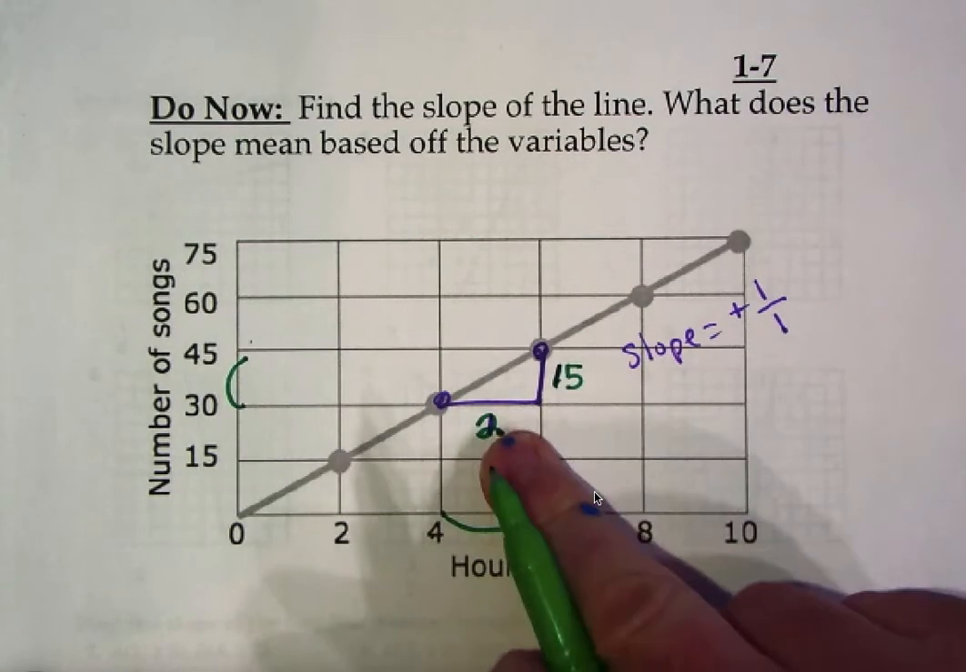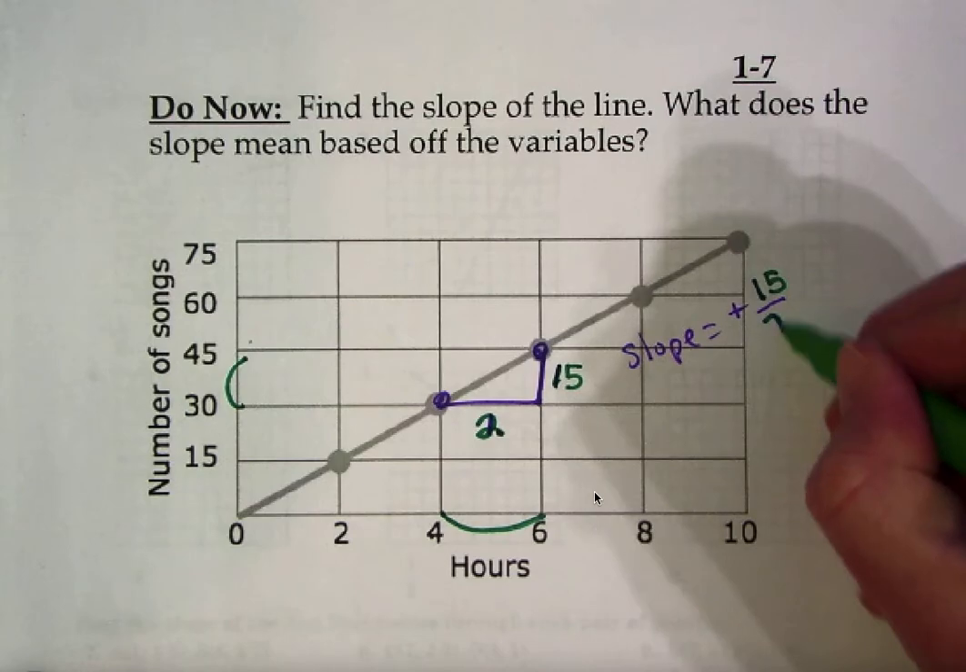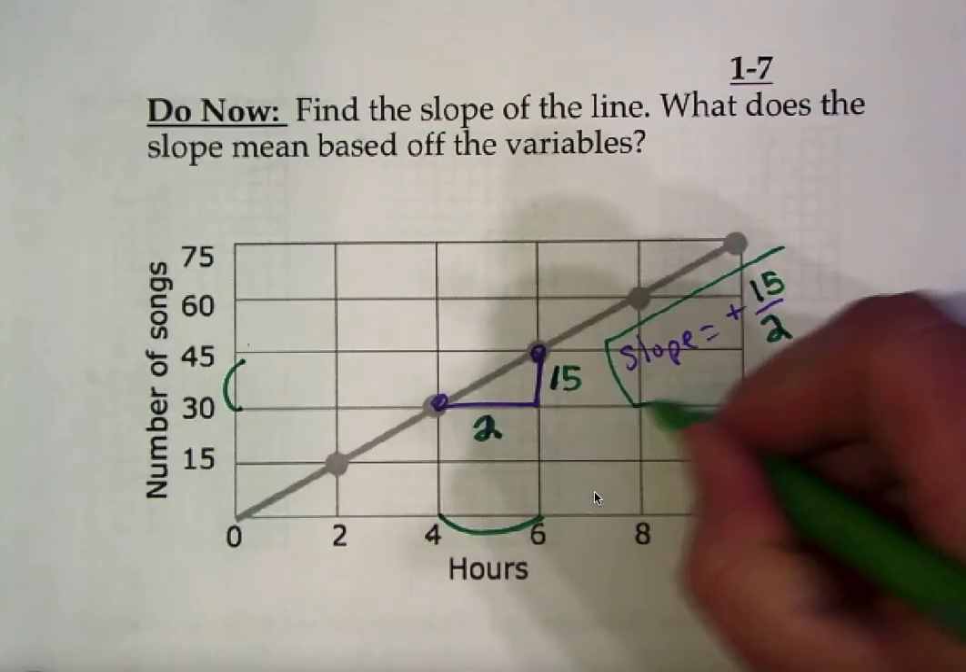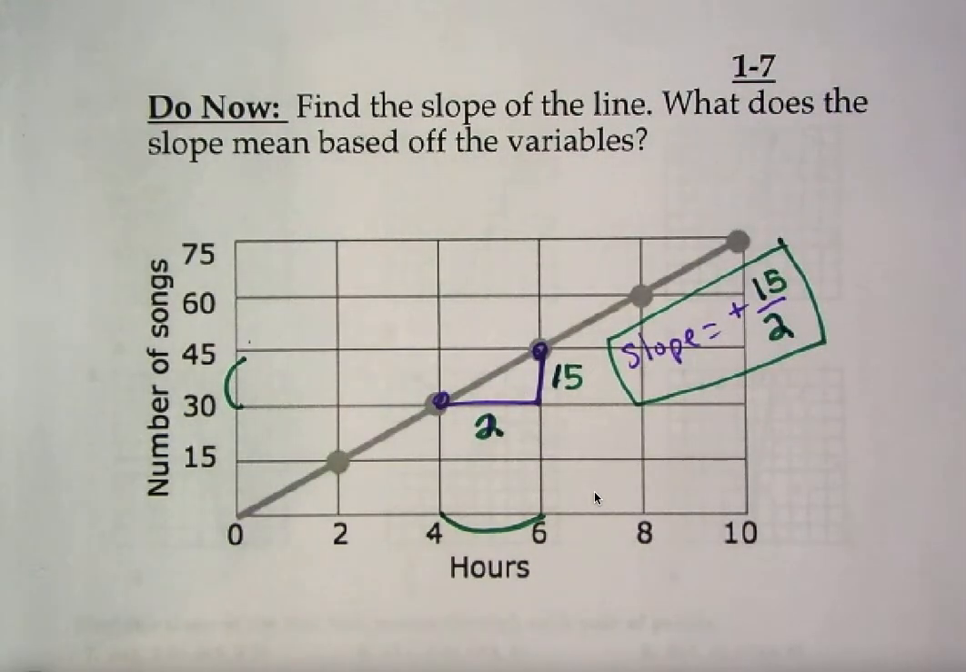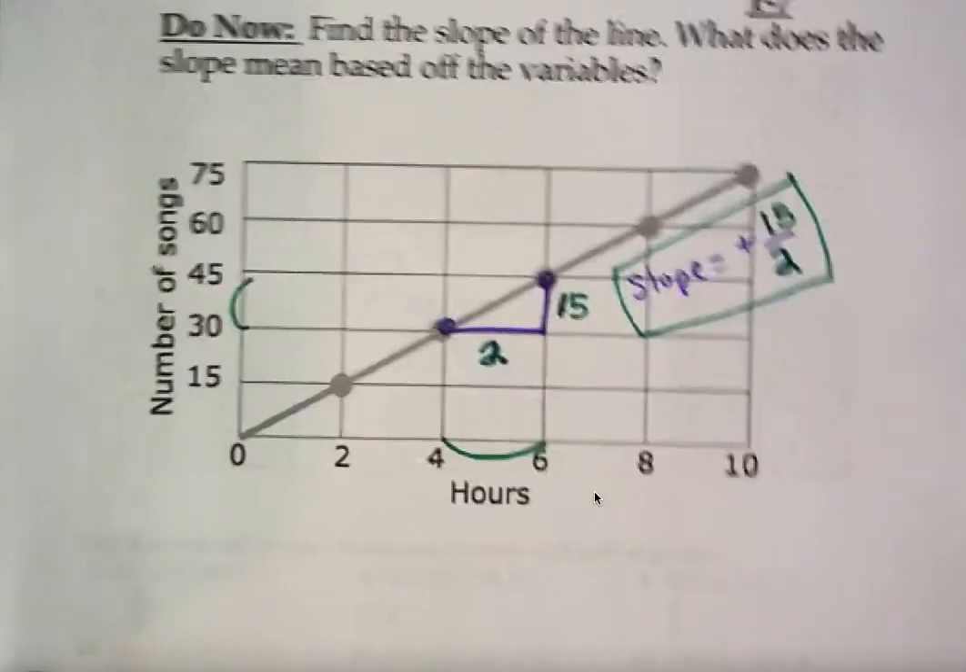So we have to say our slope is actually positive 15 over 2. So don't get tricked. Make sure you check out the intervals to see what they're changing by. All right. Now, what does the slope mean based off the variables?